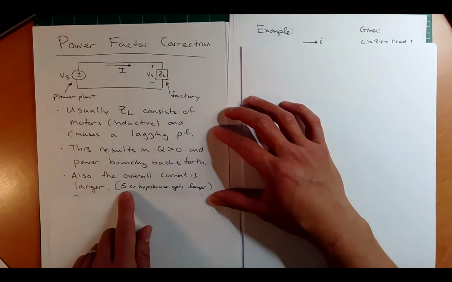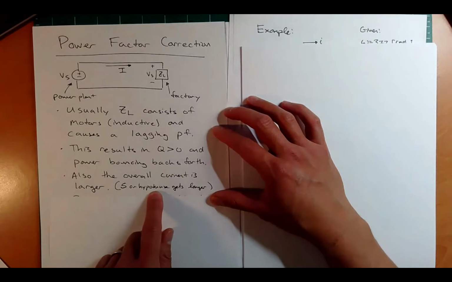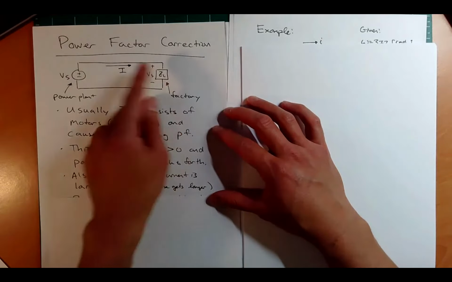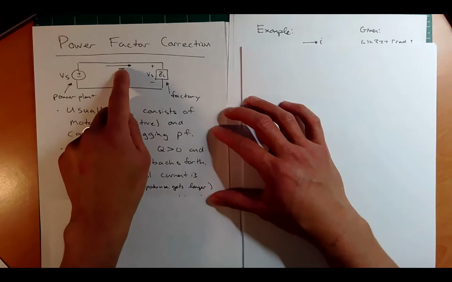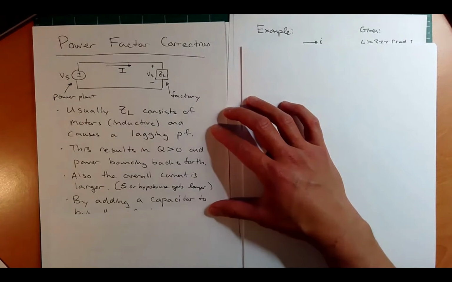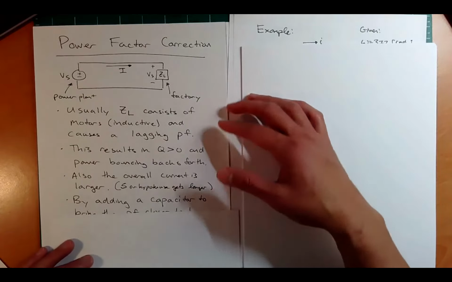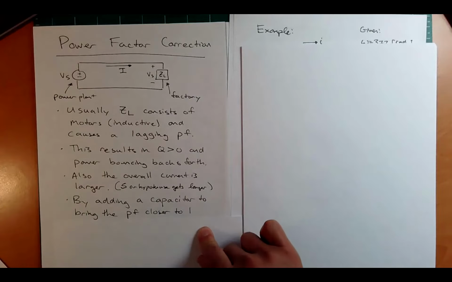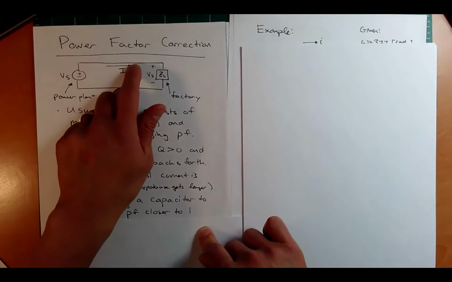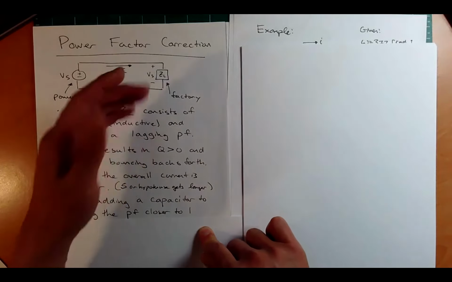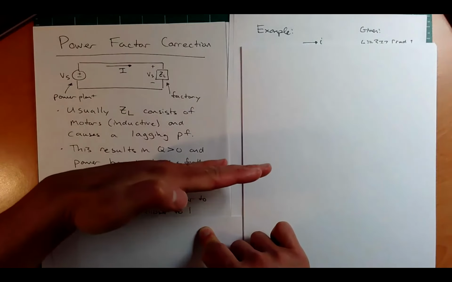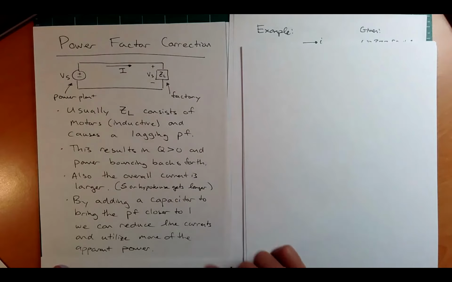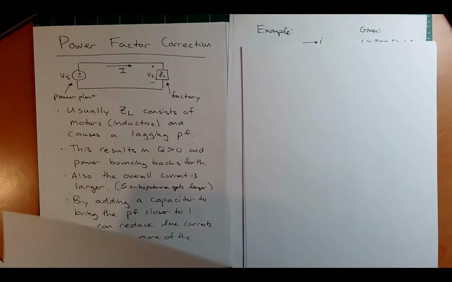Okay, and so that means the S, the apparent power, the hypotenuse of the power triangle, gets larger, right? We want to still get the same amount of real, average power out without having too much bounce back and forth. By adding a capacitor, we're able to do that. We've seen this in a previous lecture, and we can bring that power factor closer to 1, which means that if we have a constant voltage, I is going to be smaller in amplitude, and the S will shift closer to the x-axis on the complex plane. This will reduce the line currents and we can use more of the apparent power. These are all good things.